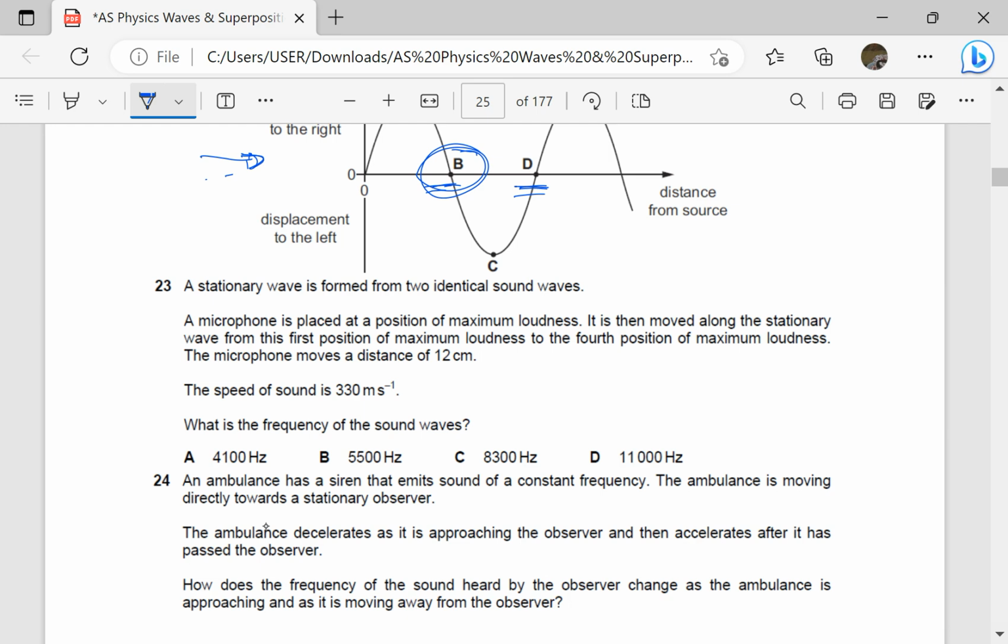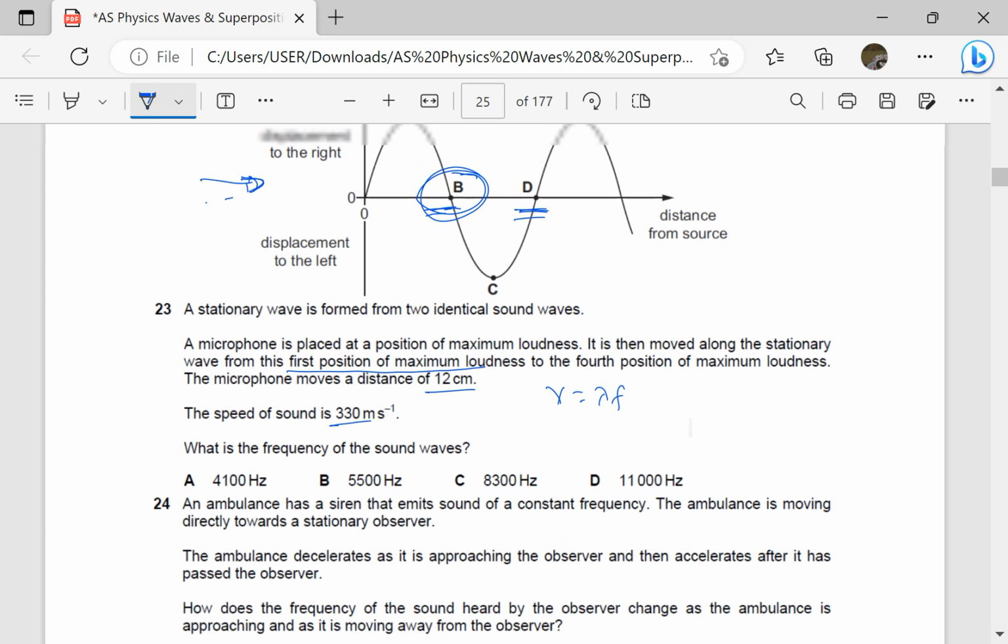The microphone moves a distance of 12 centimeters. The speed of sound is 330 meters per second. What is the frequency of the sound wave? So we know that V is equal to lambda times F. We have V. The microphone moves a distance of 12 centimeters from the first position of maximum loudness to the fourth position.